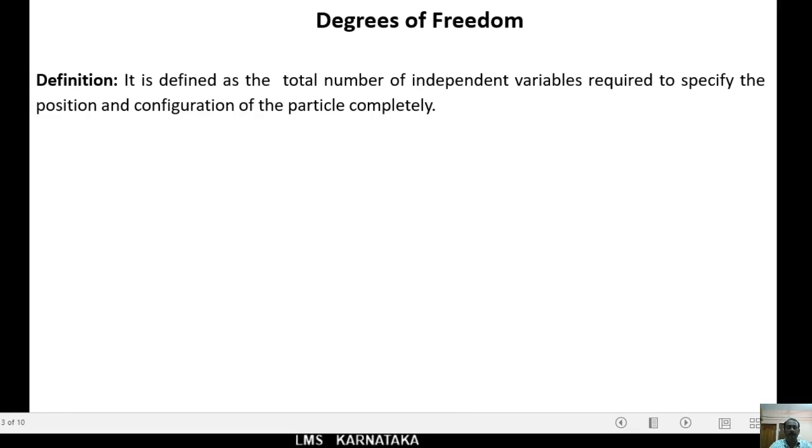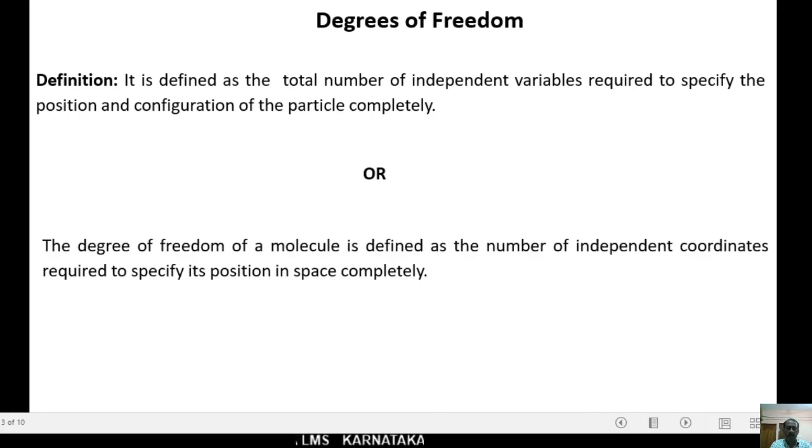What do you mean by degrees of freedom? It is defined as the total number of independent variables required to specify the position and configuration of the particles completely, or it is also defined as the number of independent coordinates required to specify its position in space completely.